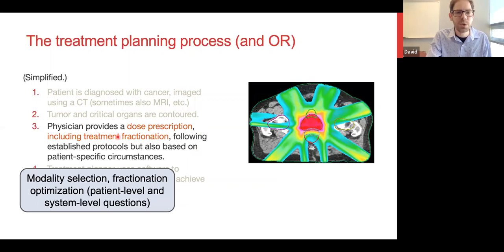The physician provides a dose prescription and the treatment fractionation following some established protocols and patient-specific circumstances. So these are questions like, how do we select the right treatment modality for a particular patient, or which patient gets what type of treatment? How should we fractionate the treatment? What sort of dose prescription should we give the patient?